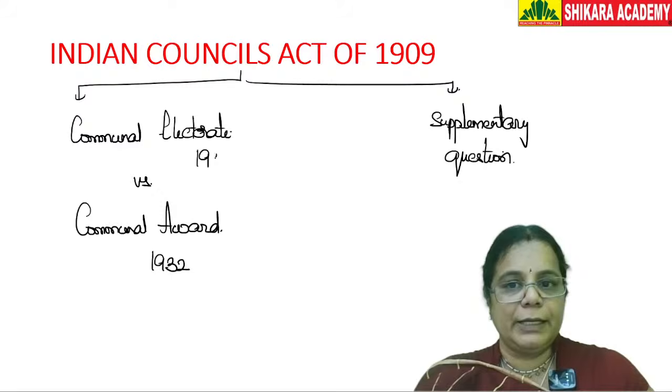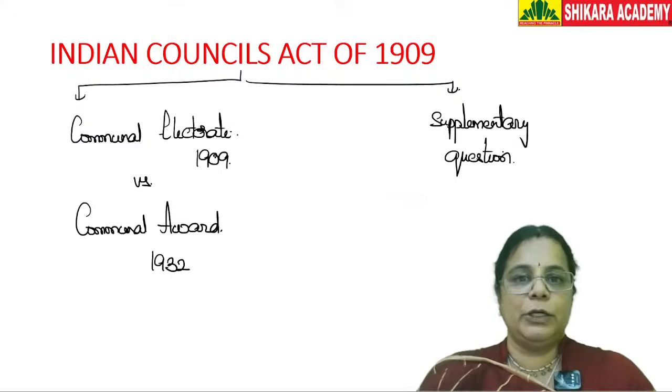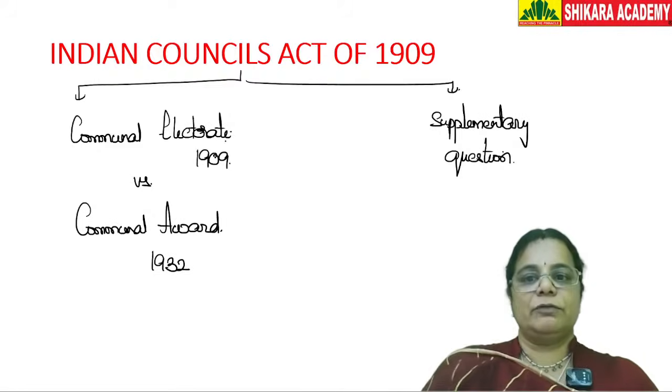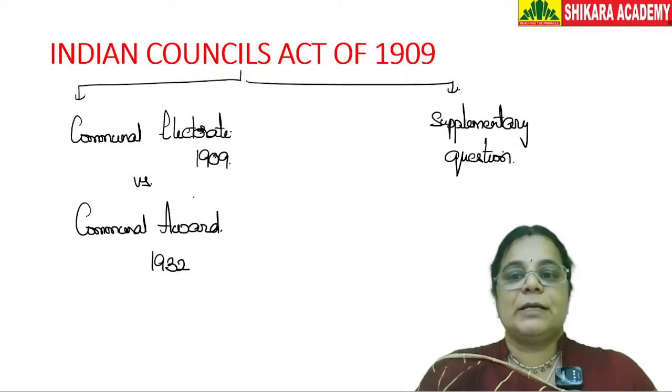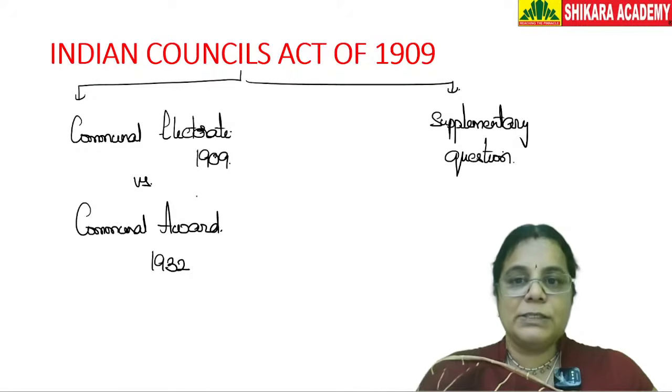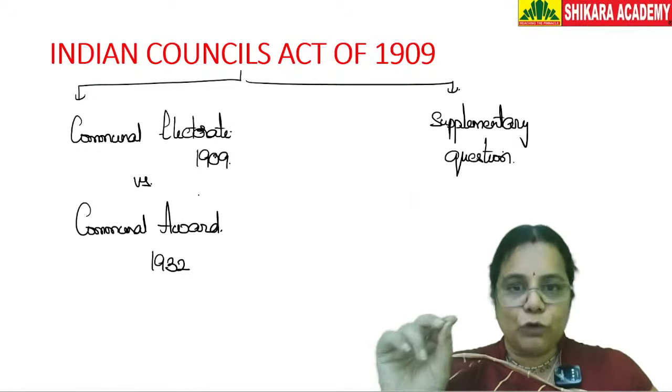This came into being in 1909. So this was introduced by Lord Minto. Lord Minto is known as the father of communal electorate in India, whereas communal award was announced by Ramsay MacDonald. Now, what is the difference?